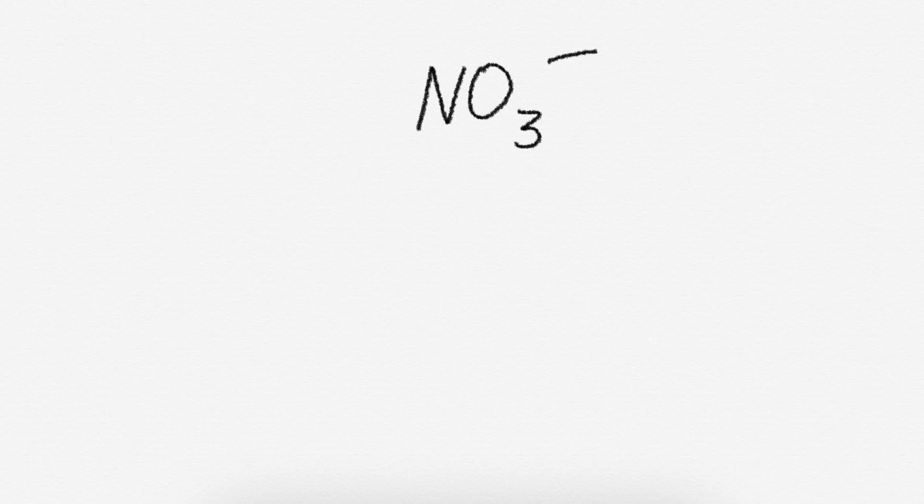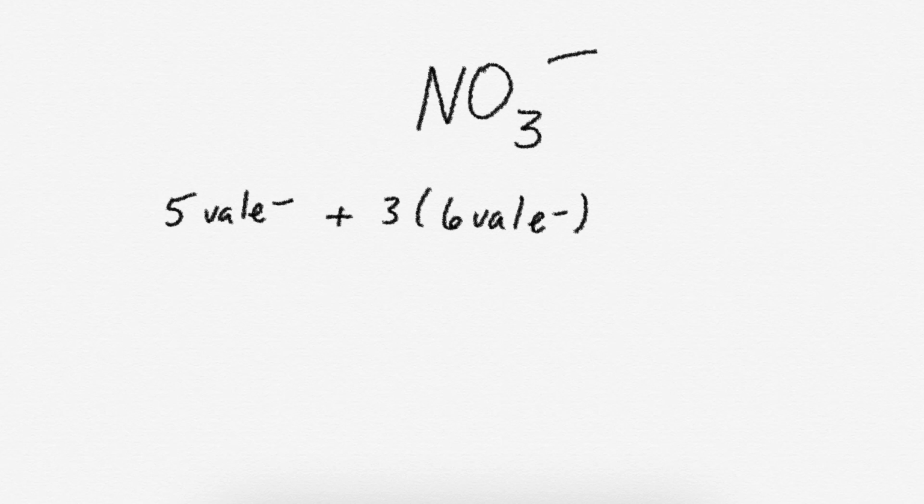All right, let's do nitrate. So remember the first step in every Lewis structure. You must do this. We need to calculate the total number of valence electrons. So here we go. The nitrogen has 5 valence electrons, and we're going to add to that 3 times 6 valence electrons. Now here's a very important point, so please pay attention.